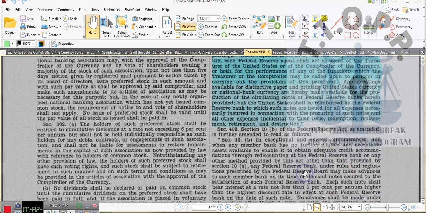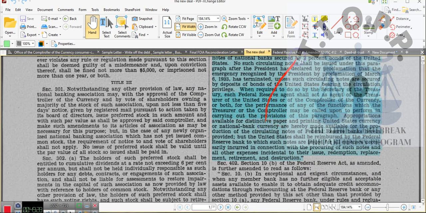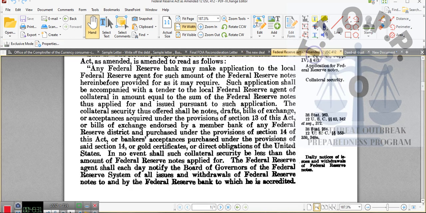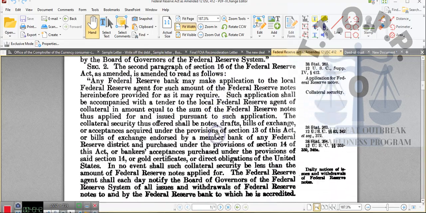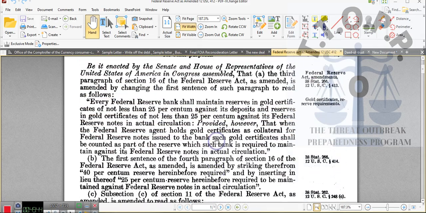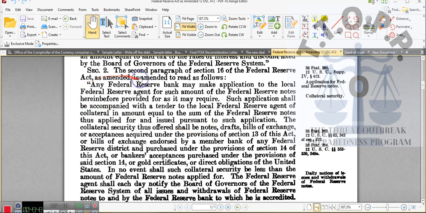Well, I'm not doing it. Then of course I can do this. The law says I can do this. Here, let me show you the law that says that I can do this. And then you take them back to 412 as it's listed here. This is in the June 12th, 1945 Act. You can't even do paragraphs. So it's Section 2 of Section 16 of the Federal Reserve Act, as amended.